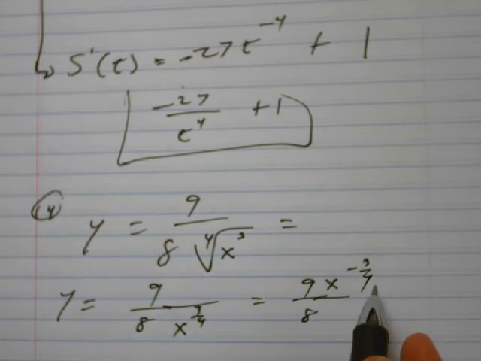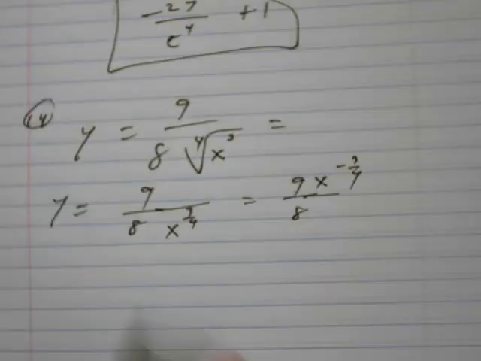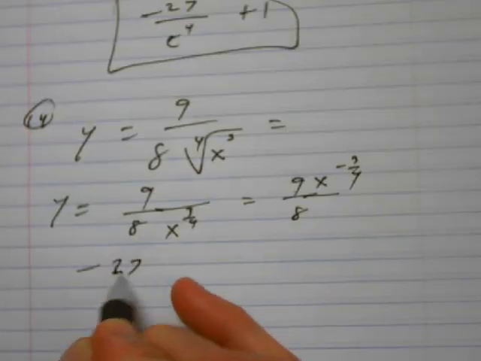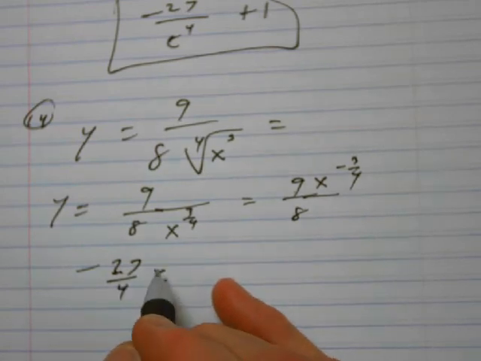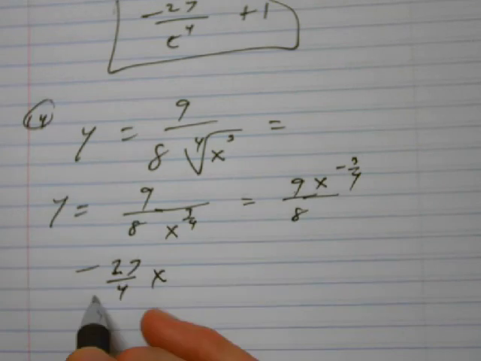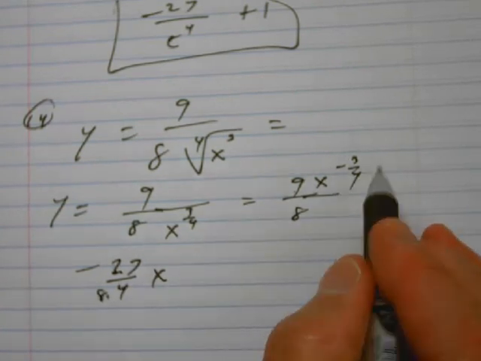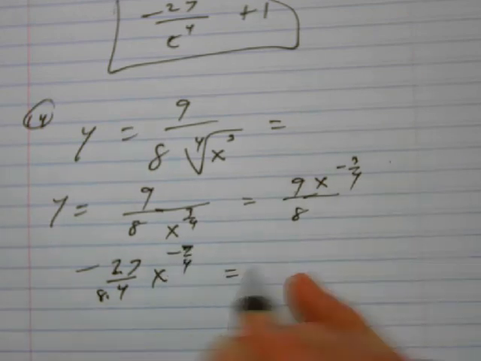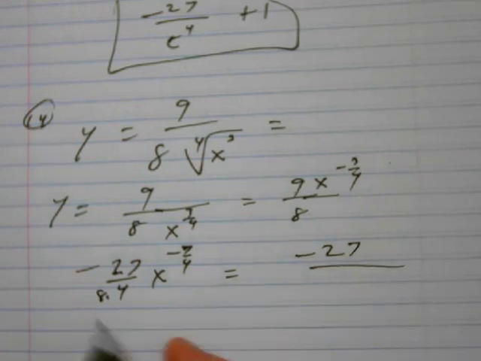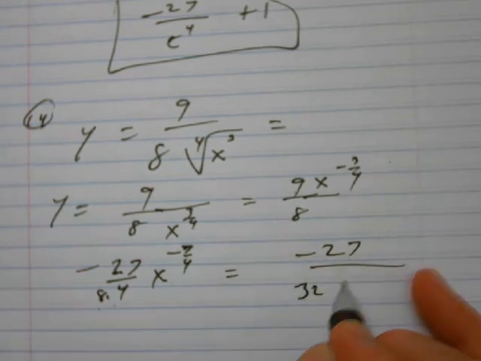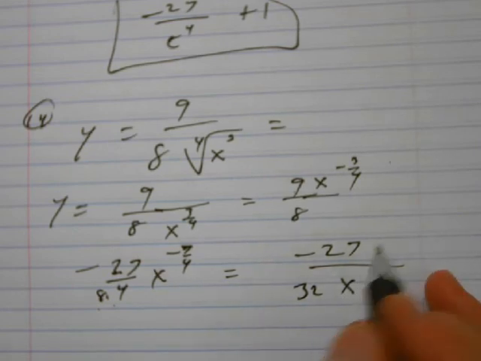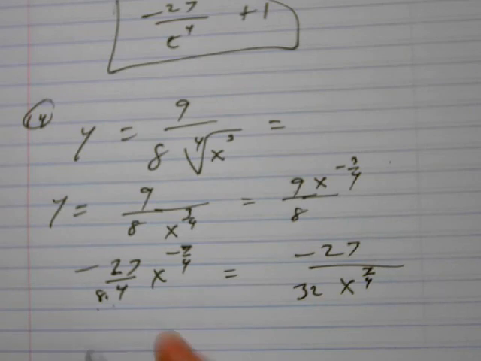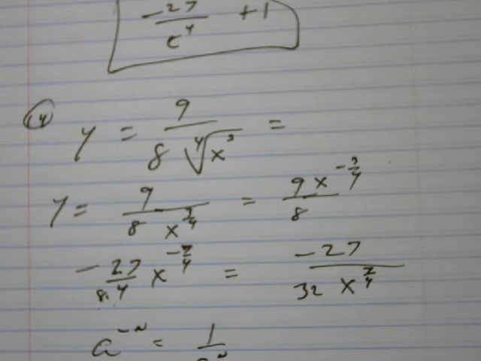And now I'm going to use the power rule again. So negative 3/4 times 9 gives you a negative 27 over 4, and then times the 8 because 8's already there. And this would be x to the minus 4 over 4, which is minus 1, subtracting 1 gives you a negative 7 over 4. Now we have a negative 27 over 8 times 4 gives me the 32, and x to the, bringing that down to the bottom, it would be a positive 7 over 4. Remember, a to the negative n is equal to 1 over a to the n with the positive exponent, which we did in the previous module.